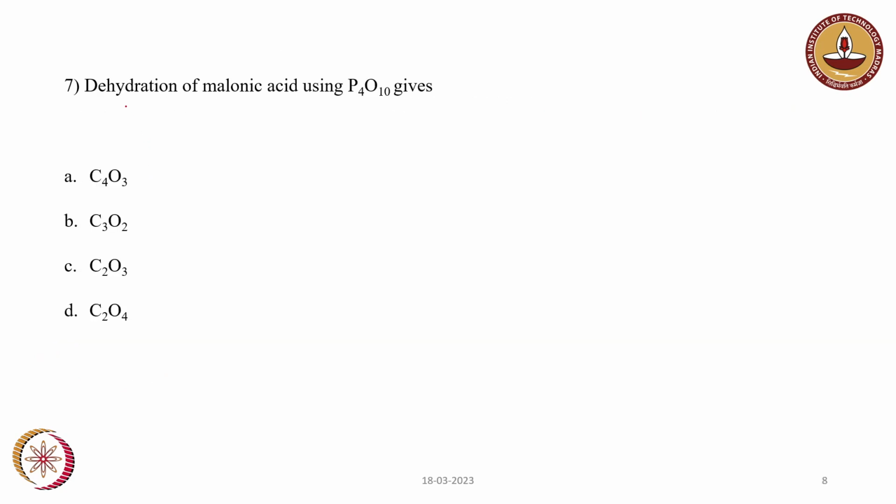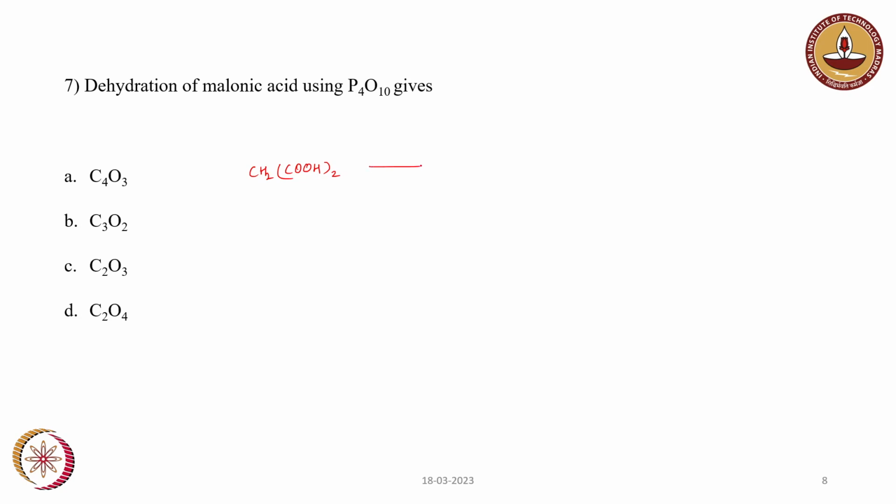The next question is dehydration of malonic acid using P4O10 gives option A C4O3, option B C3O2, option C is C2O3, and D is C2O4. So this is the method for synthesis of carbon suboxide. So carbon suboxide is C3O2. Malonic acid is CH2(COOH) twice.